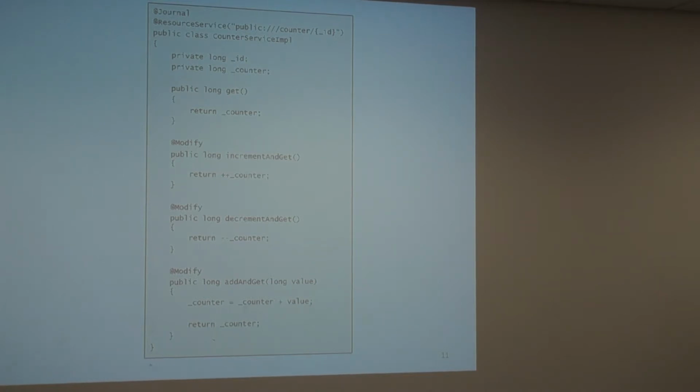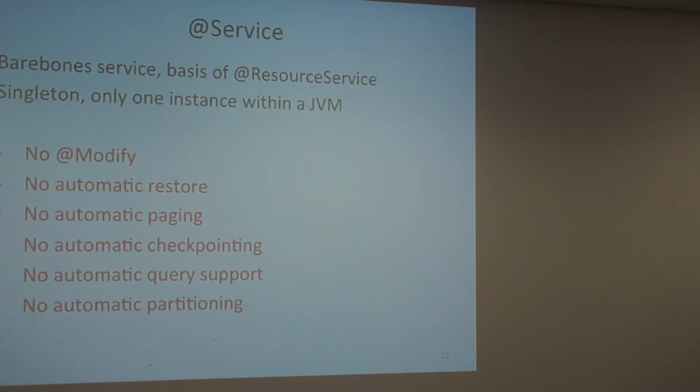So okay, this is our service. It's journaled, and you have multiple instances, single-threaded. It's concurrent. It's fast, very very fast. And there's also a bare bones service where you don't get all that magic. There's no automatic modify. There's no automatic restore from restarts. There's no automatic paging when you run out of memory. You don't stream to this. There's no automatic checkpointing. There's no automatic query support. There's no automatic partitioning. So it seems like why would anyone want to use an @Service, right? It seems like it's very, very hardcore.